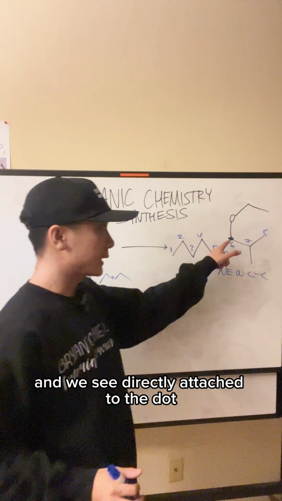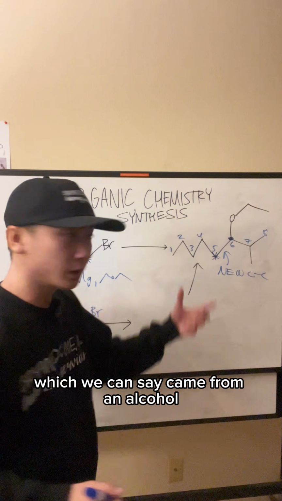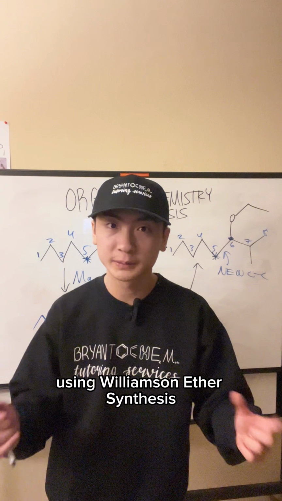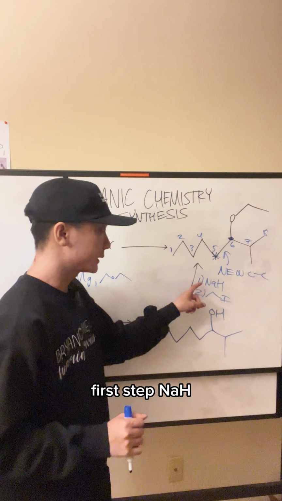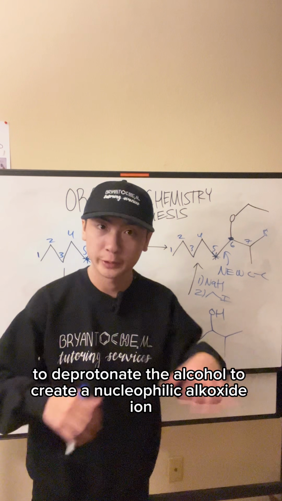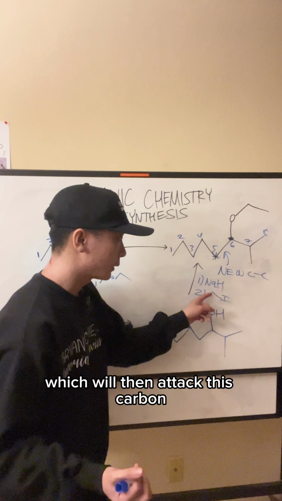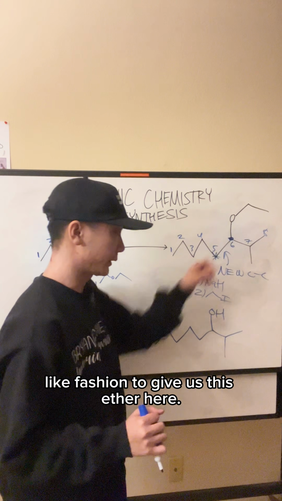And we see directly attached to the dot, or electrophile, is an oxygen atom, which we can say came from an alcohol. And we could convert the alcohol into an ether using Williamson ether synthesis. So we could use these two reagents here. First step, NaH to deprotonate the alcohol to create the nucleophilic alkoxide ion, which will then attack this carbon and kick out the iodine in an SN2-like fashion to give us this ether here.